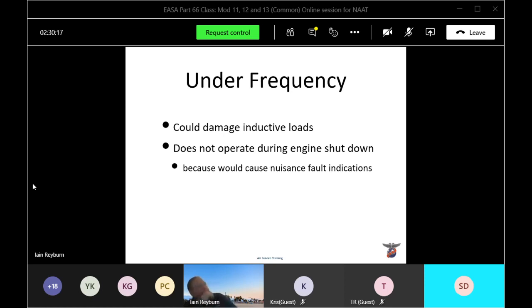But here's the next bit: it doesn't operate during engine shutdown. When the pilot retards the throttles to shut the engine down, a little circuit is completed to tell the generator control unit, the GCU, that the engine is shutting down. So we don't have to worry about the under frequency circuit, because otherwise it would start flashing warnings, and it's not a fault, because the engine is shutting down, the turbine is slowing down, and the generator will also slow down. So when is the under frequency circuit in a fixed wing aircraft invalid? When the engine is shutting down.